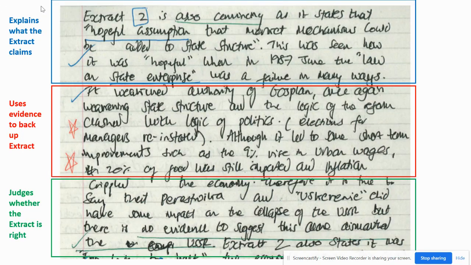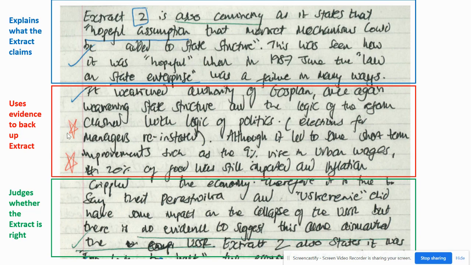We're not going to read through this paragraph, but here you see at the top, this bit in blue is explaining what the extract claims. Extract 1, and you can see here the quote states that hopeful assumption that market mechanisms could be added to state structure. So this is where we're picking out something from the extract. After that, we want to use evidence to back up the extract. Here's a couple of facts that are put in. This one here, short-term improvements, such as the 9% rise in urban wages, 20% of food was, can't quite read that, still imported.